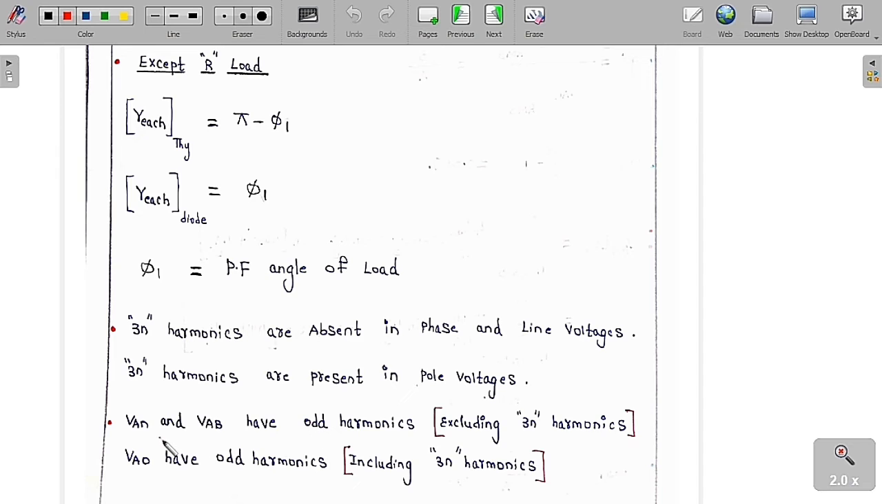So simply we can say that VAN and VBN, the phase voltage and the line voltage, are going to have odd harmonics except 3N odd harmonics. Excluding means removing, so remove 3N odd harmonics. Whereas V0 is going to have odd harmonics including the 3N harmonics. So simply I can say that the phase voltage and line voltage are not going to have any 3N odd harmonics, whereas the pole voltage is going to have even the 3N odd harmonics. That is the meaning of this sentence.